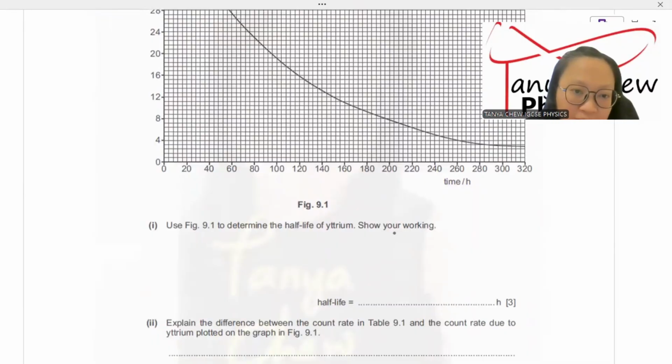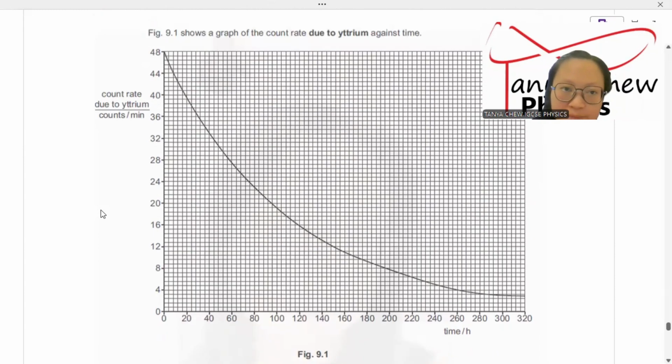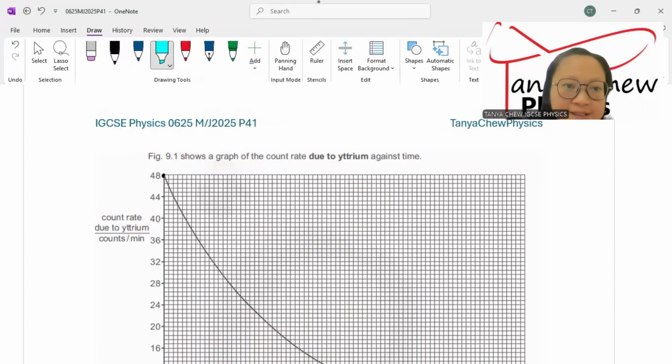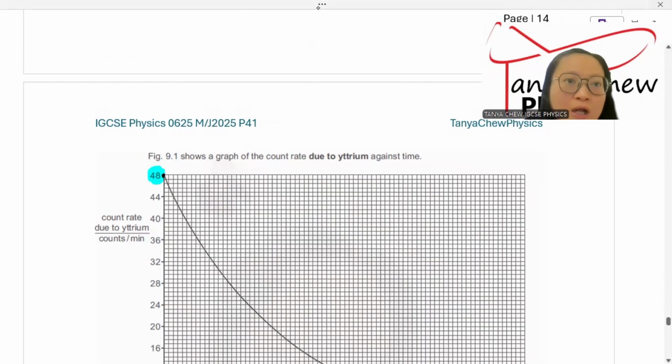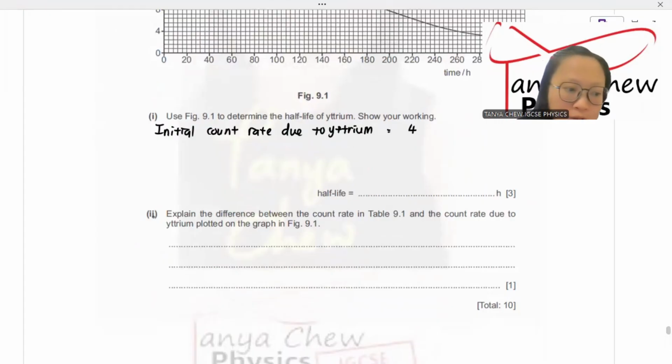So you have to identify the initial count rate due to yttrium only. The initial count rate is when time is equal to 0, you get this value. 48. See that? This is called the initial count rate of the yttrium. So it is 48 counts per minute.